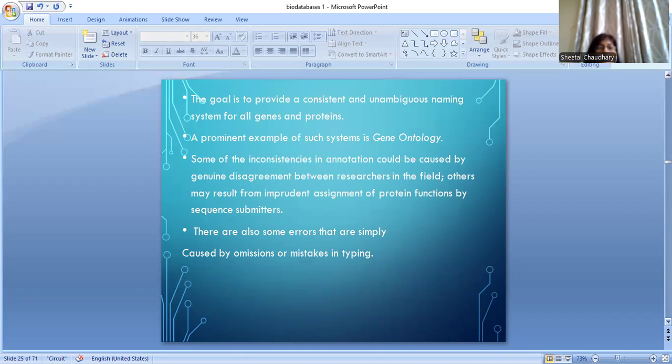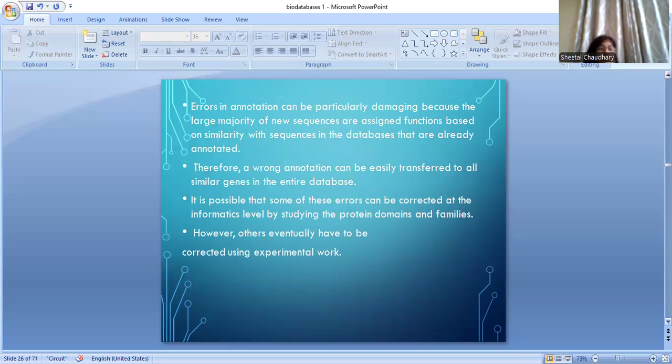Some of the inconsistency in annotation could be caused by genuine disagreement between researchers in the field. Others may result from imprudent assignment of protein functions by sequence submitters. There are also some errors that are simply caused by omissions or mistakes in typing. Errors in annotation can be particularly damaging because the large majority of new sequences are assigned functions based on similarity with sequences in databases that are already annotated. Therefore, a wrong annotation can be easily transferred to all similar genes in the entire database.